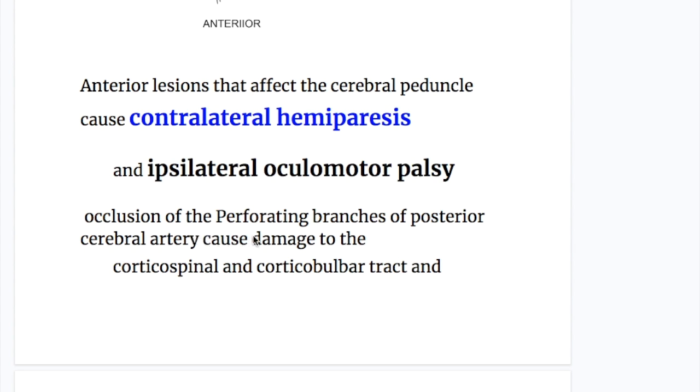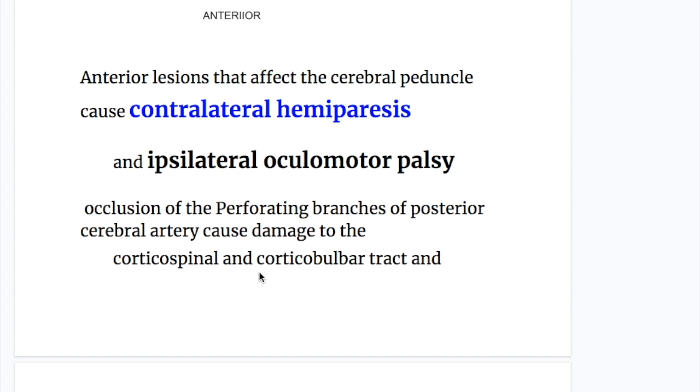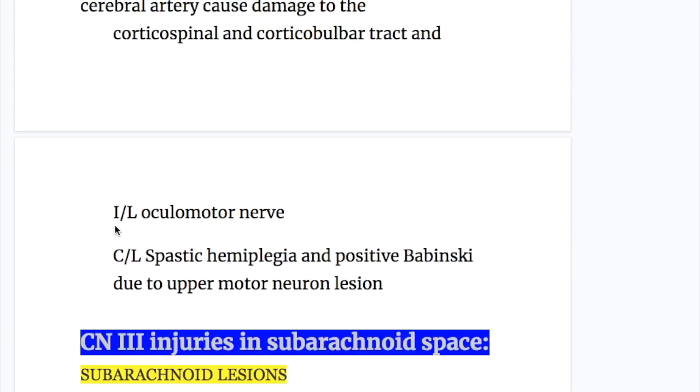Occlusion of the perforating branches of the posterior cerebral artery causes damage to the corticospinal and corticobulbar tract, and the lesion causes ipsilateral oculomotor nerve palsy and contralateral spastic hemiplegia and positive Babinski due to upper motor neuron lesion.